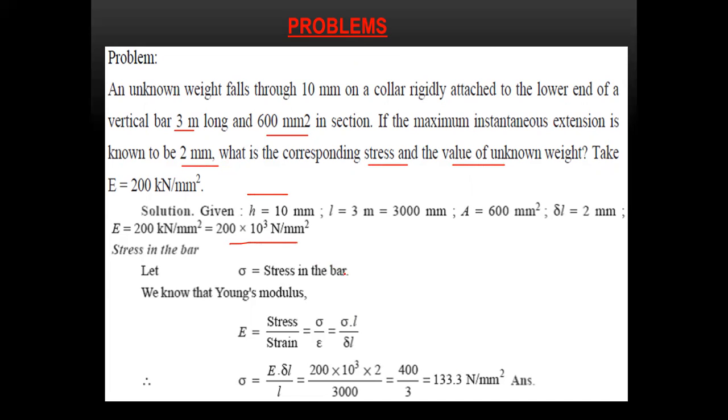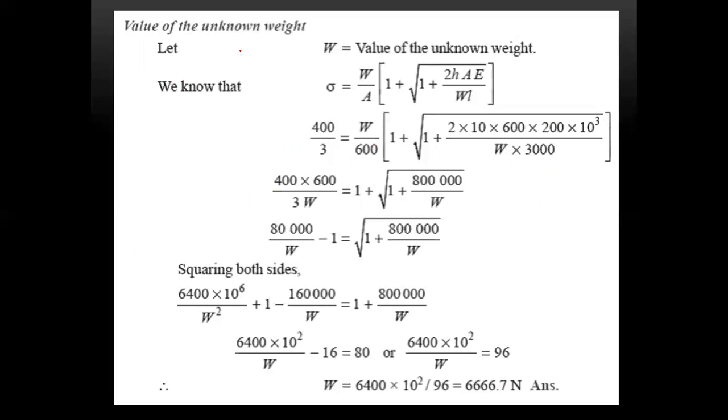Now, we have to find the stress sigma. We know Young's modulus formula: E is equal to stress by strain, that is, sigma by delta L by L. Therefore, sigma is equal to E into change in the length by L, that is this one. Now, let the value of the unknown weight be W, and sigma is given by the formula you derived in the previous slide. Substituting all the values and making the squares on both sides, we are getting W is equal to this one. So like this, you have to find the unknown weight.